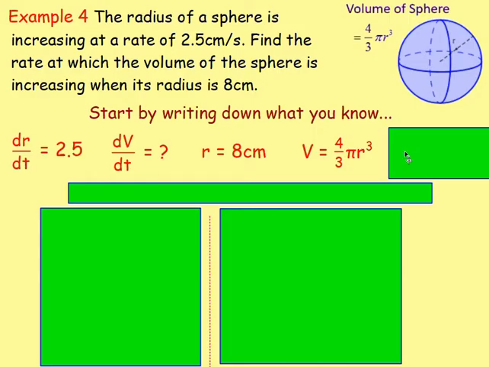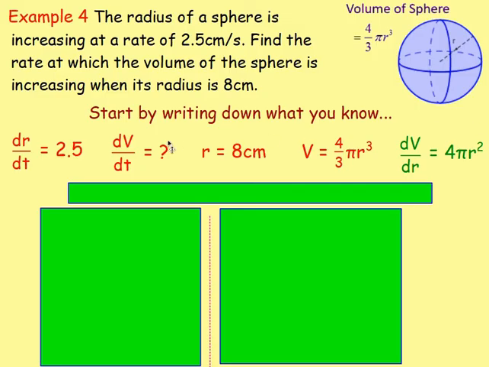Can you take anything further? Well, you can't with this, but V is written in terms of r, so you could work out dV by dr by differentiating the volume with respect to r. So that would equal, bring the 3 down, so that would cancel with the 3 in the bottom, so you're left with 4 pi r squared if you differentiate that.